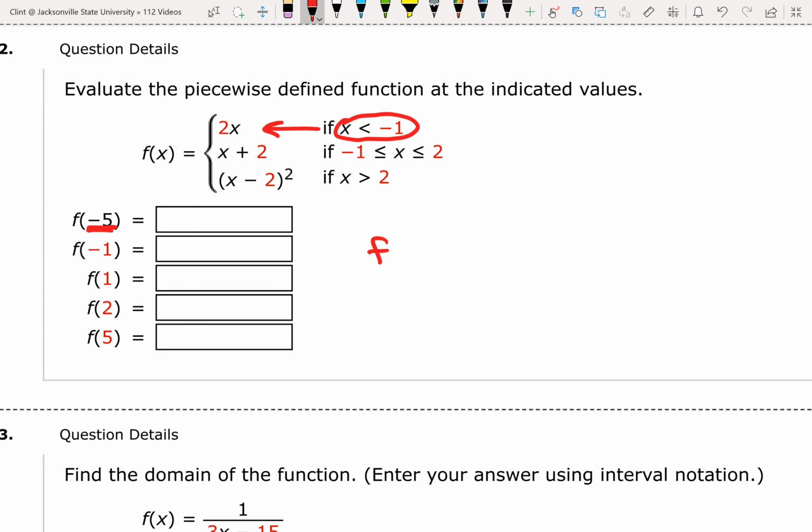So we'll get f of negative 5. We'll do 2 times x, or 2 times negative 5. There we'll get negative 10. You don't have to do anything with the other pieces. You just use the piece that matches your x value.